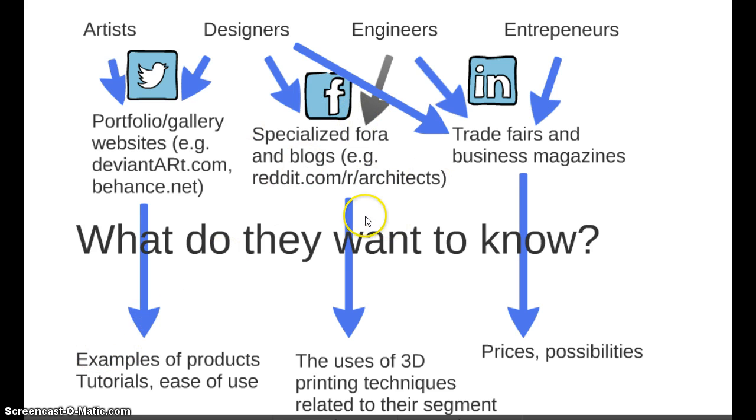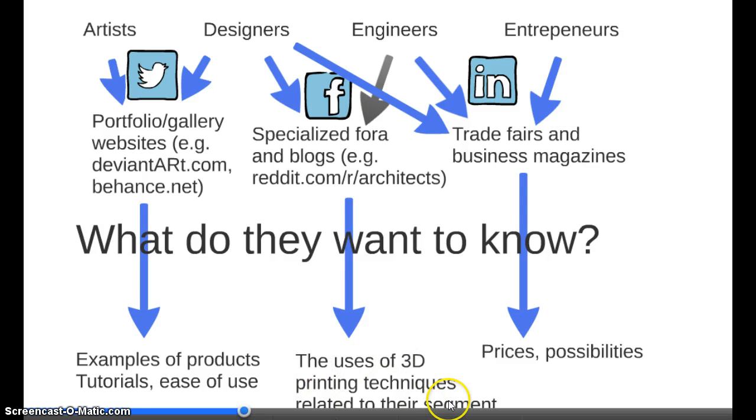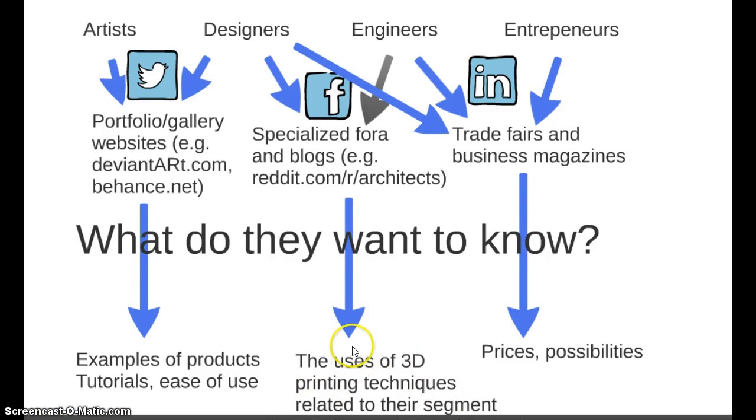On the more specific discussions, of course, there will be specific solutions. So it will be the use of 3D printing for their own segment. This could be for bicycle engineers to find out if you can use 3D printers to print new handlebars or whatever. On the very specific trade fairs and business magazines, it's all about more technical information like actual prices and possibilities and how the market is and stuff like that.